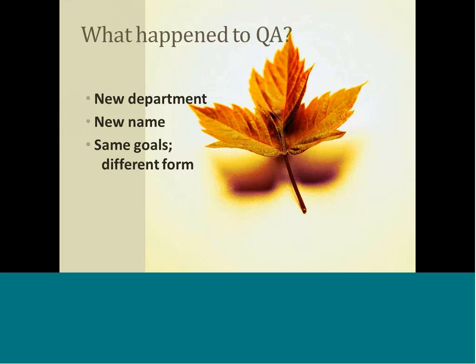So again, just to recap here briefly, what happened to QA or quality assurance? Well, it used to be under the academic instruction team. Now it's under the CAE umbrella. So new department, a new name, but I think the same basic goals, certainly the same spirit. Our goal is, of course, to offer a quality experience to all the students. And so we have the same basic goals, and we're just using a different form.